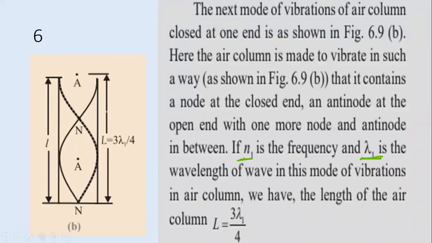In the next mode of vibration of air column, it vibrates such that there are two antinodes and two nodes. If n1 is the frequency and lambda 1 is the wavelength of the wave in this mode of vibration in air column, then we can write the length of the air column L is equal to 3 lambda 1 upon 4.